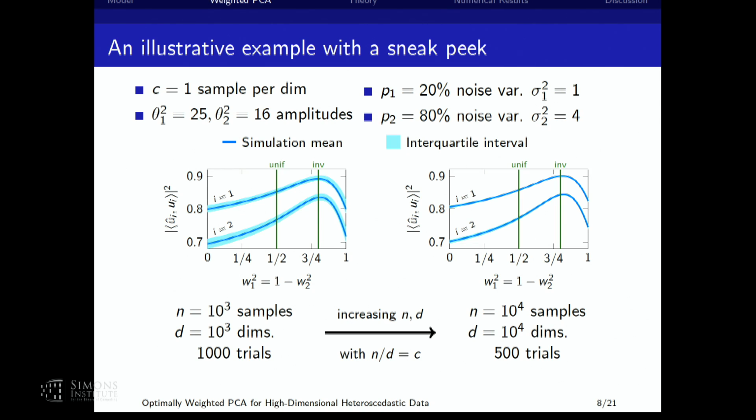Let me tell you what you see here. On the y-axis is the inner product between the principal component recovered from weighted PCA and the underlying principal component. And on the x-axis is the weight. We're just sweeping a weight between 0 and 1 and having the other weight be 1 minus that. In the case of 2 sets of data, we can do that without loss of generality.